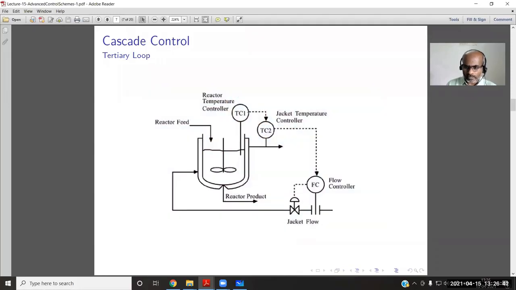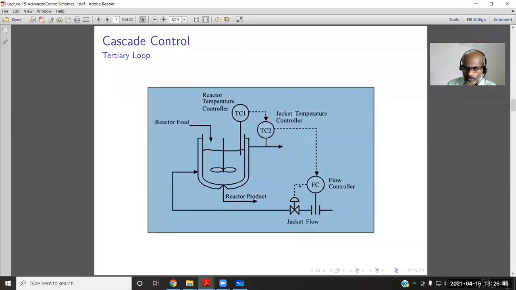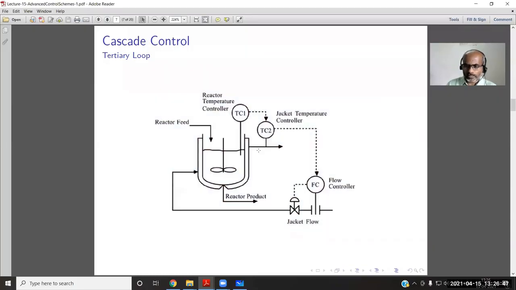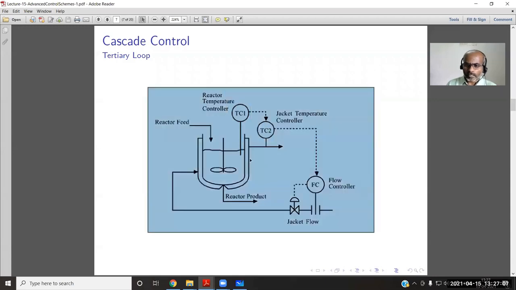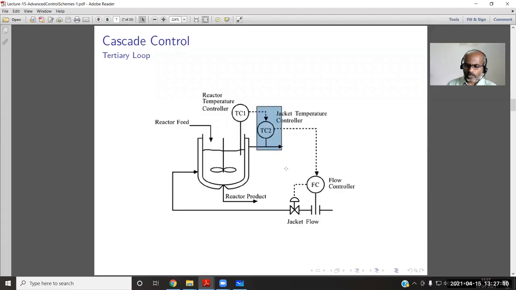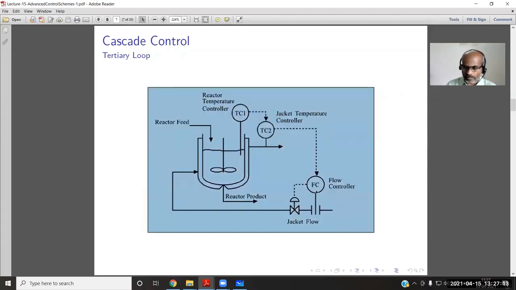So we are measuring the reactor contents, and instead of this going directly to the final control element, there are 2 other loops available here. Another loop measures the jacket temperature, and it goes to another controller, called TC2. TC1 is the master controller, which is the reactor temperature controller, and the inner one is the jacket temperature controller. And there is still another inner one, the flow. We can measure the flow of the jacket fluid and accordingly adjust the valve opening.